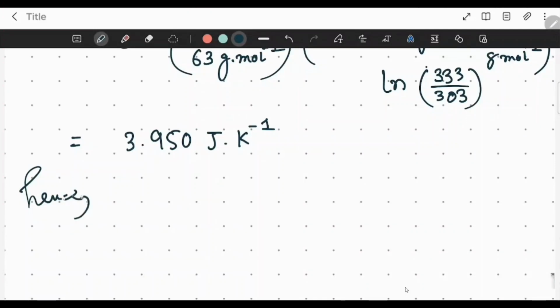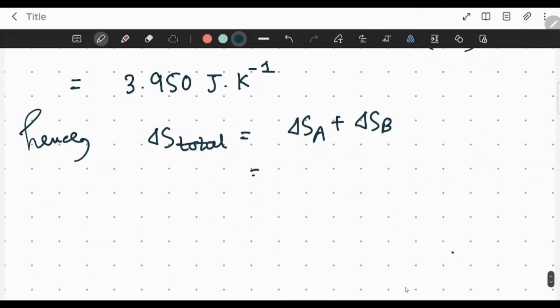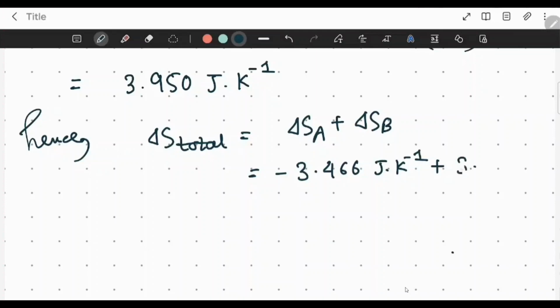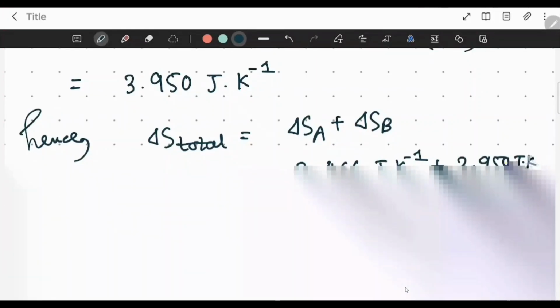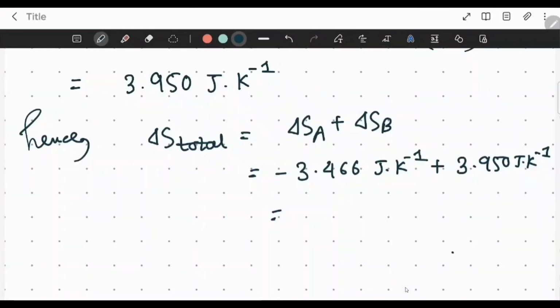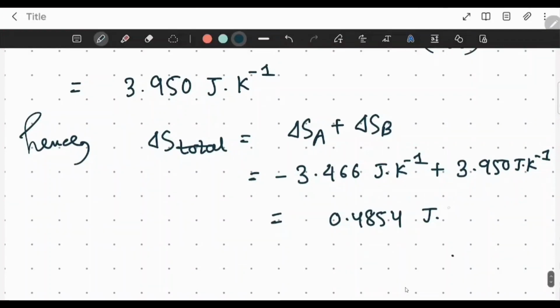Hence, del S total, what will be del S total? Del S total will be del S A plus del S B. So it is minus 3.466 joule per Kelvin plus 3.950 joule per Kelvin. To add it, it will be 0.4854 joule per Kelvin. Okay, so this will be our total.